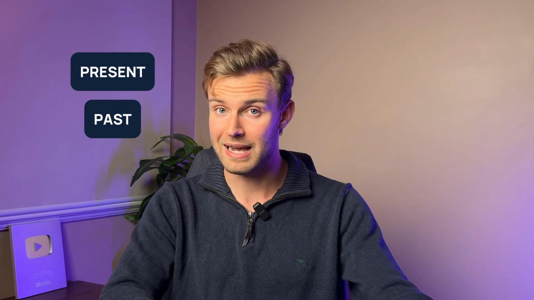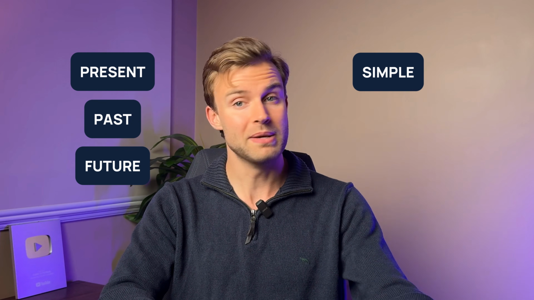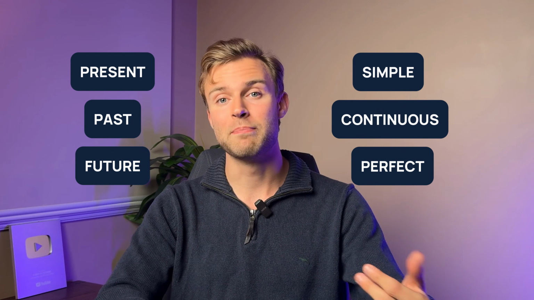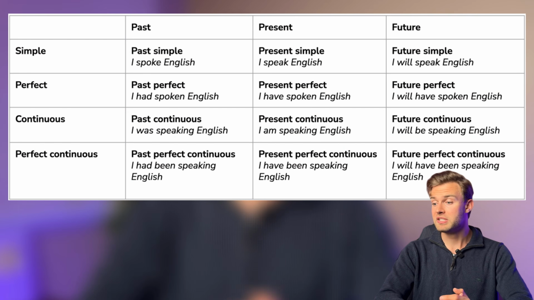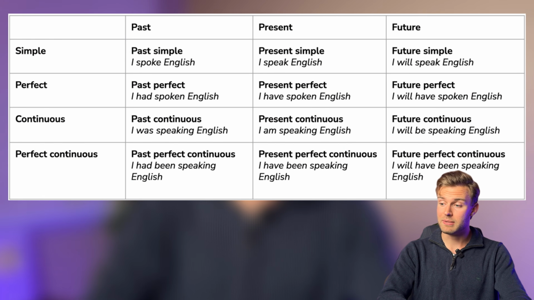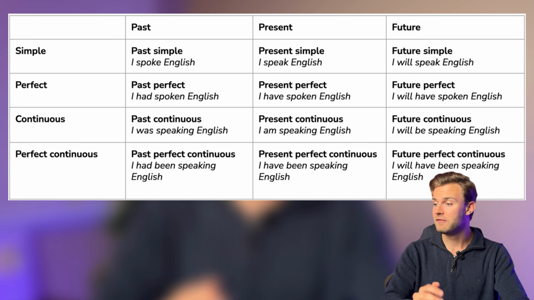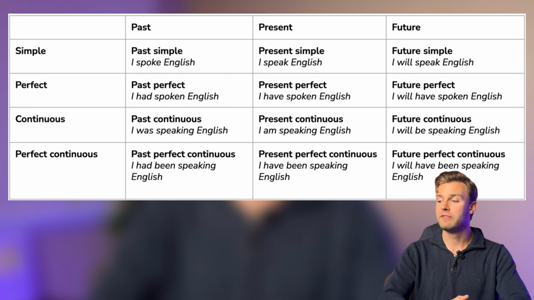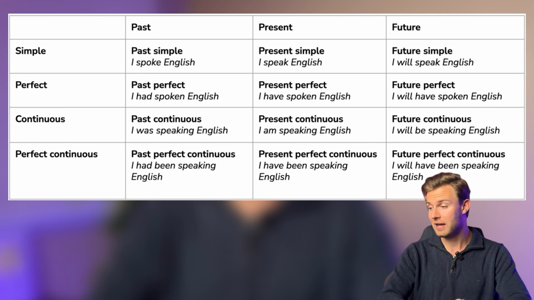Now, as I said, there are 12 tenses, and we can divide these into present, past, and future, and also simple, continuous, perfect, and perfect continuous. You can see this diagram here. The past simple is I spoke. Present simple would be I speak. Future simple would be I will speak. Past perfect would be I had spoken English. Present perfect, I have spoken English. Future perfect, I will have spoken.